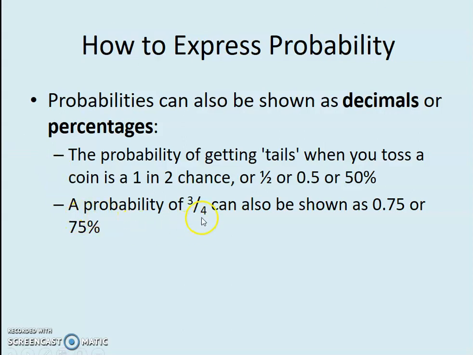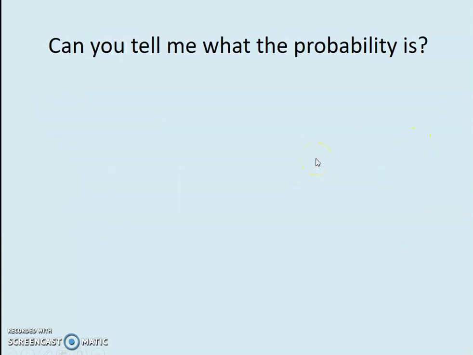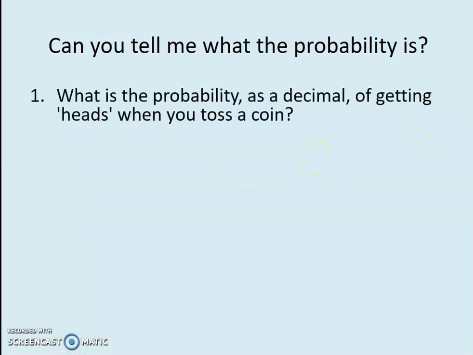A probability of 3 by 4 is 0.75 or 75%. In order to find that, you divide 3 by 4, you will get the value. If you multiply it with 100, that will be the percentage. We shall see some questions.